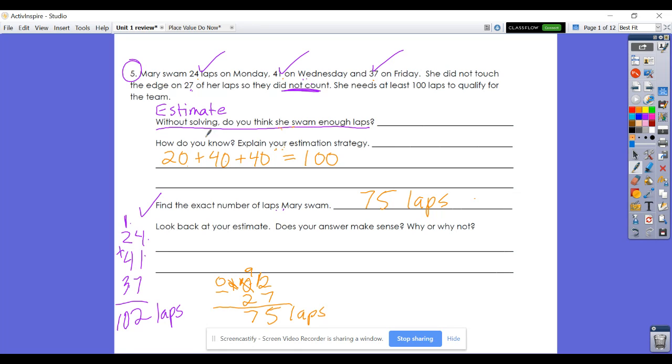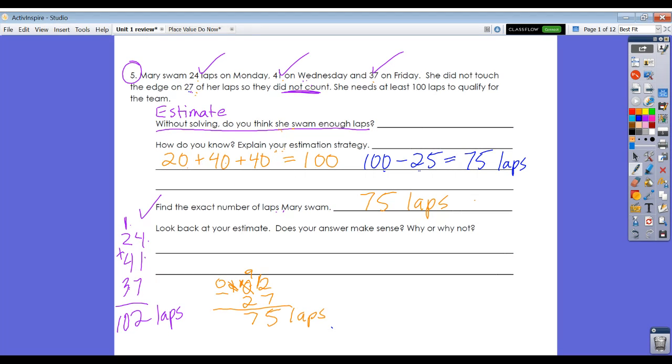But then we know she didn't hit on 27 of her laps. Instead of calling it 27, I want to use a number that's easy to work with. So maybe I'll do 100 minus 25, a close-to number that's easy to work with, because I can do that in my head. I know this is like 100 cents minus a quarter, 75, right? I know 100 minus 25 is just 75. Wow, that's cool. My estimate was the same as my actual answer. That doesn't always happen. You could have rounded this 27 to 30, right? Would that be fine? Yeah, it's a close-to number.